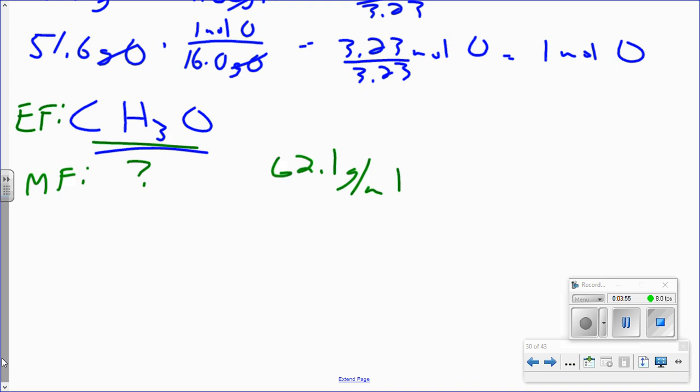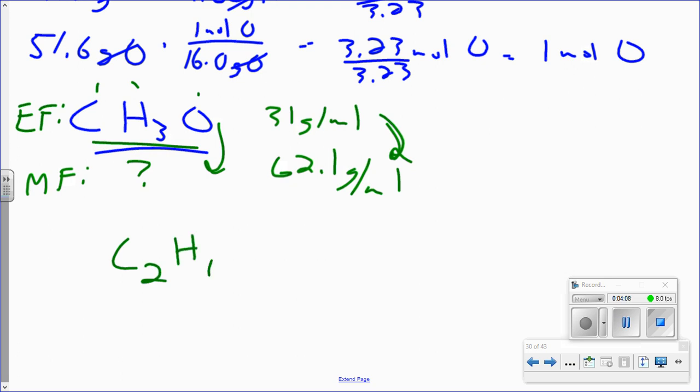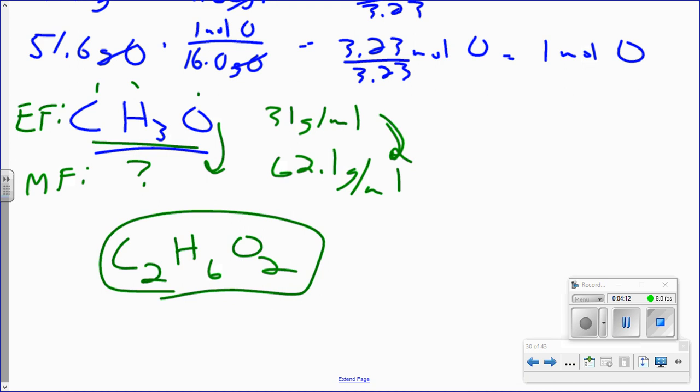This stuff is 31 grams per mole, when I add up a carbon, 3 hydrogens, and an oxygen. Well, that happens to be double. So if this has double the mass, this must have double the particles of C2H6O2. And that's our molecular formula.